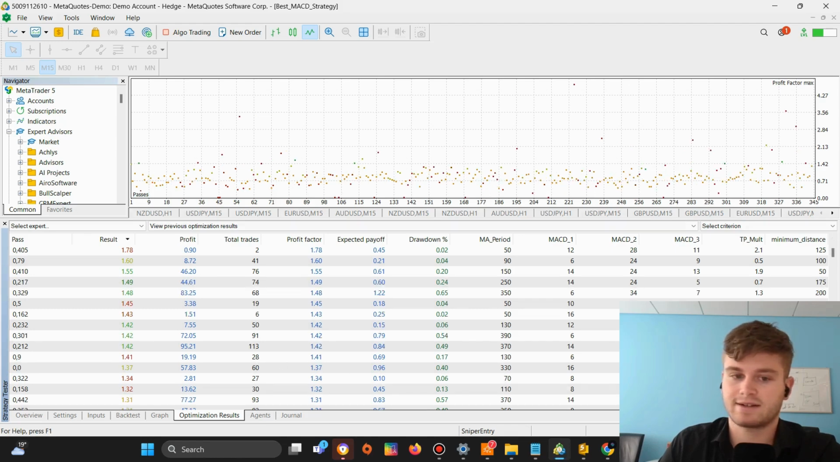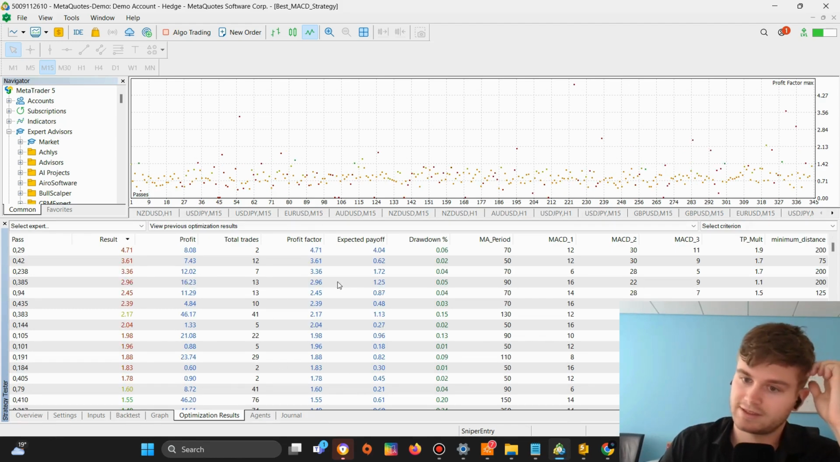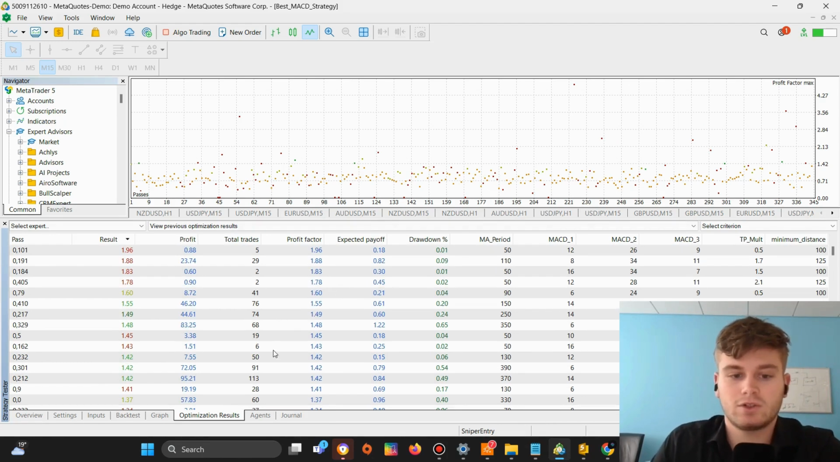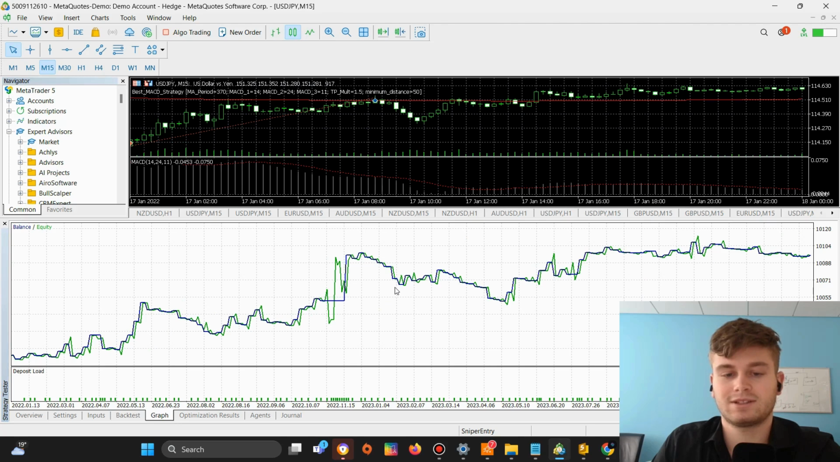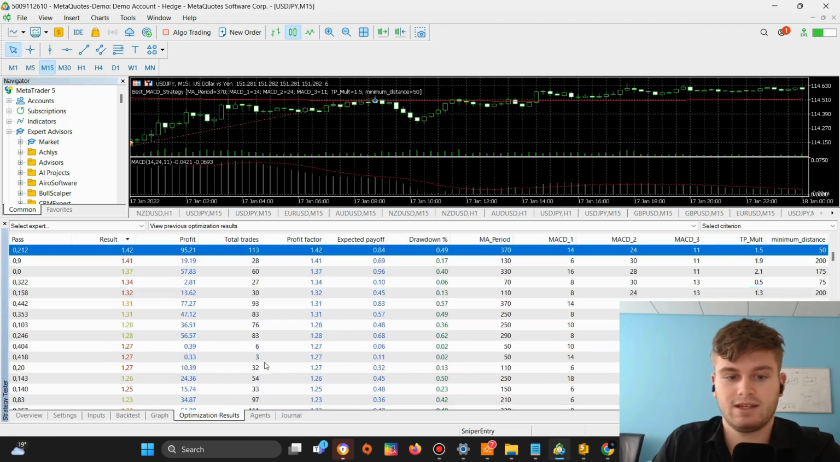Okay, I will stop the test here, and I will test some of these optimization results. So for example, what I like here is this one. It has a good number of positions, 113, profit factor 142, perfect, and let's check the settings. So basically the take profit multiplication stays the same. It uses 50 points for the minimum distance. The MACD settings look like this, and the MA period is a lot bigger than it was initially. So let's run a single test and let's see what it looks like. It's not bad. It's not bad.